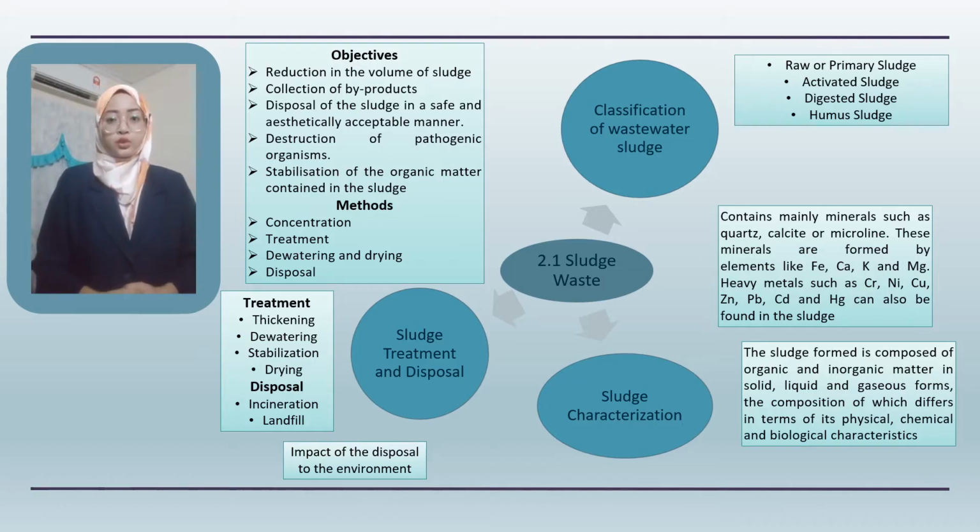Let's proceed to Chapter 2, which is the literature review. In this Chapter 2, I divided it into 3 subtopics, which are 2.1, the sludge waste, subtopic 2.2, the composite material, and subtopic 2.3, the automotive manufacturing plant.